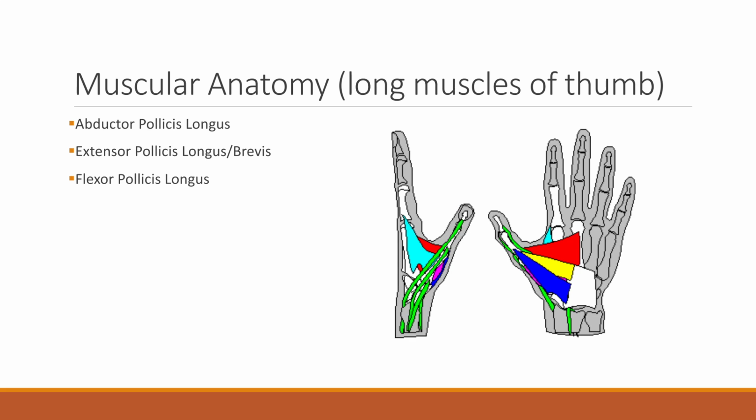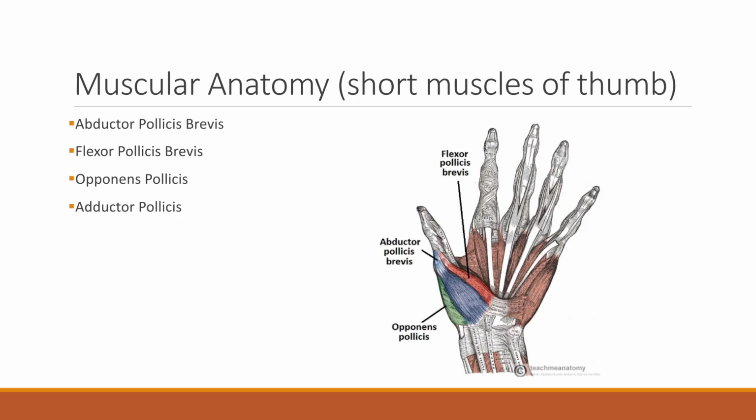The long muscles of the thumb include the abductor pollicis longus, the extensor pollicis longus and brevis, and the flexor pollicis longus. And then the short muscles of the thumb, those would be the abductor pollicis brevis, the flexor pollicis brevis, the opponens pollicis, and the adductor pollicis.